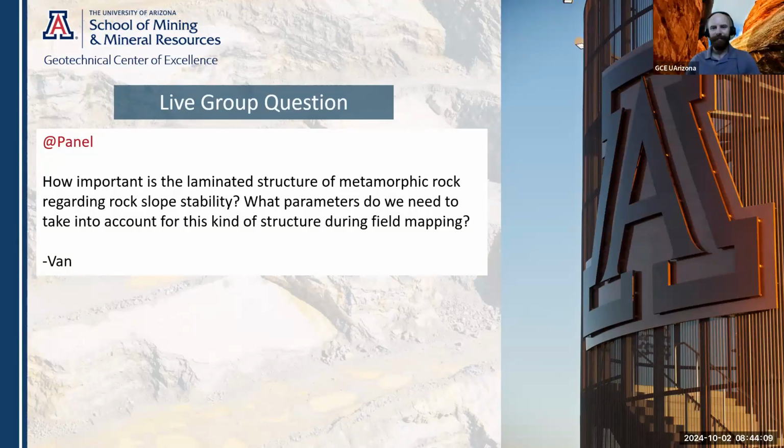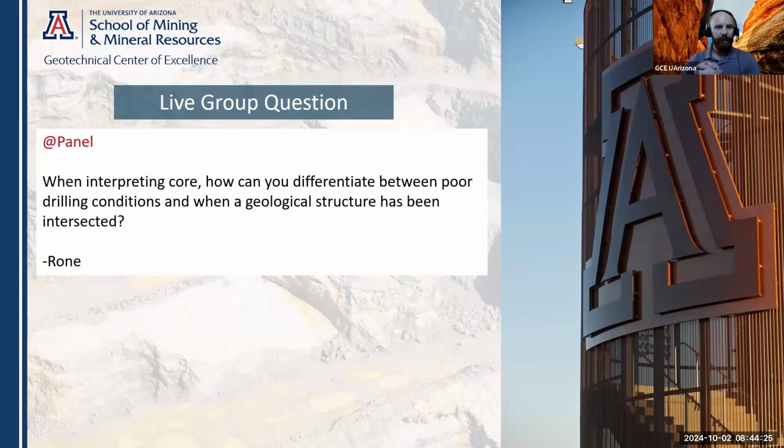Yeah, very good. All right. Let's move on. We've got a ton of questions coming in. Really appreciate it. Let's go to this one from Roan. When interpreting core, how can you differentiate between poor drilling conditions and when a geologic structure has been intersected? This is a great question, something that I've dealt with frequently. Maybe I'll start this off with Jason. I know you've experienced this quite a bit.